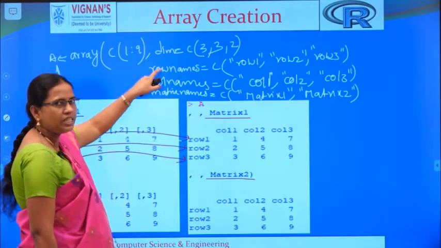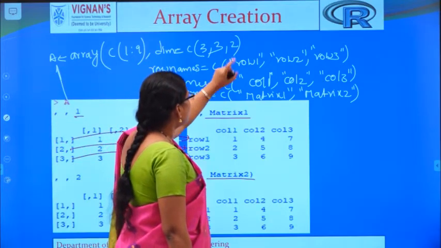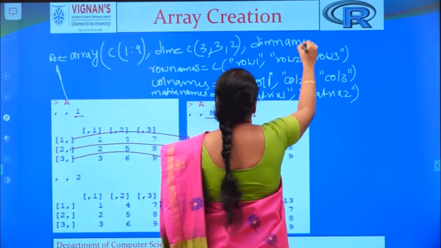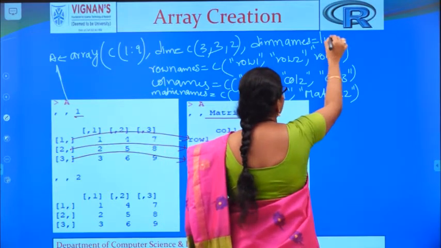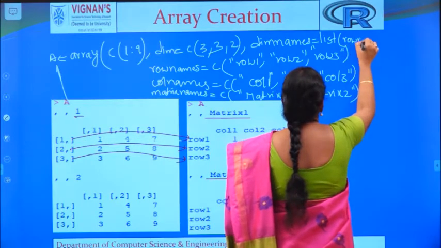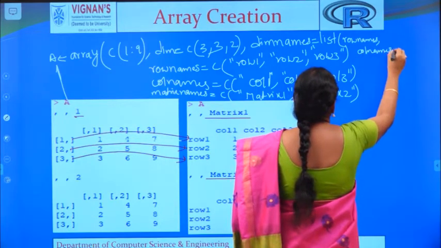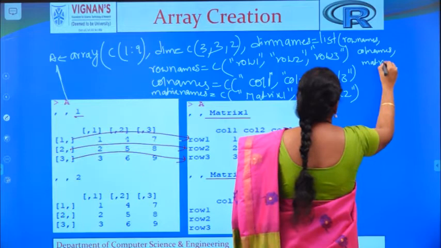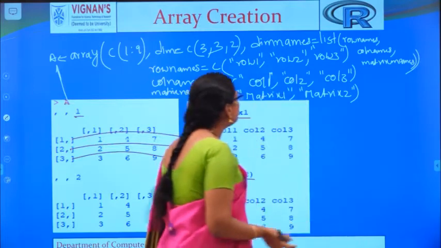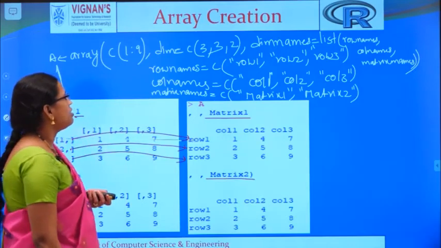So I have already created A here. A is equal to array of c of 1 to 9, and dimensions is equal to c of 3, 3, 2, and you need to specify the dimension names here also. Here dimnames is equal to, you need to write the dimension names in the form of a list. You need to remember this. So list of, okay, so how many parameters are there? One is row names, comma, column names, comma, and the other one is matrix names, okay. Like this you will create the matrix. And now let us see the other example.